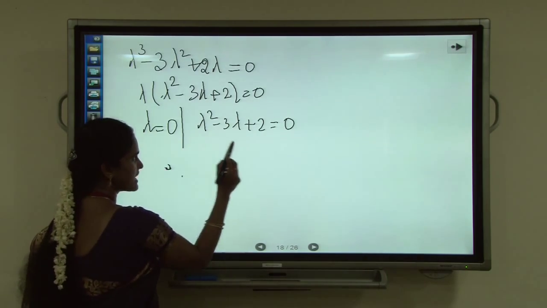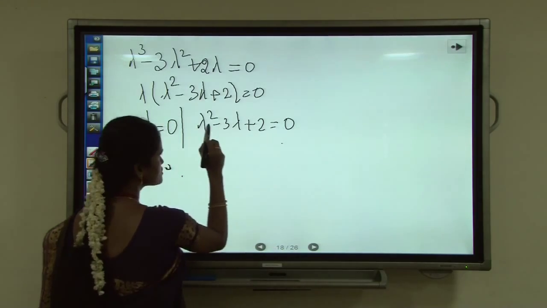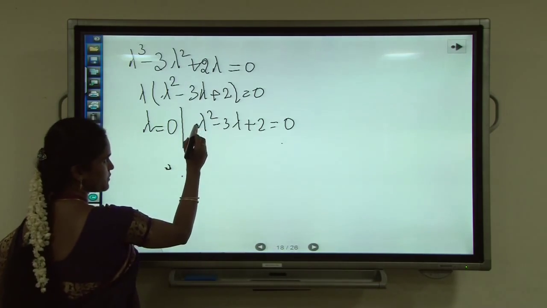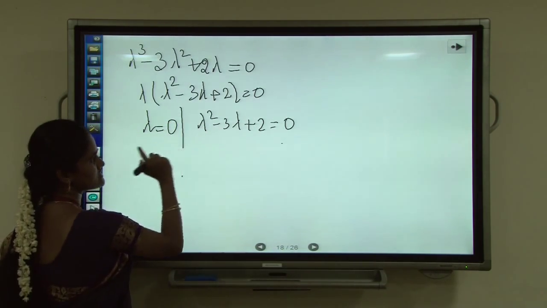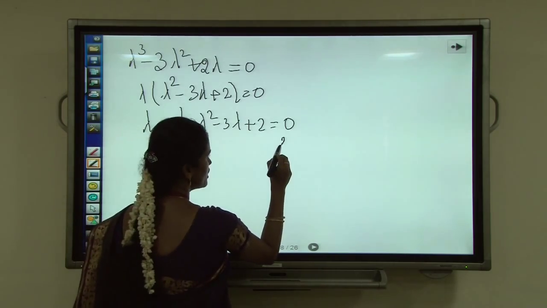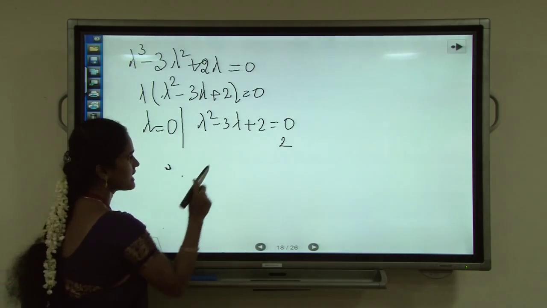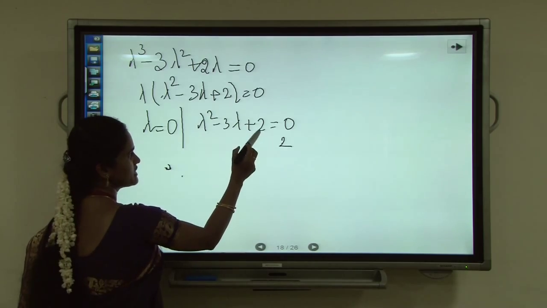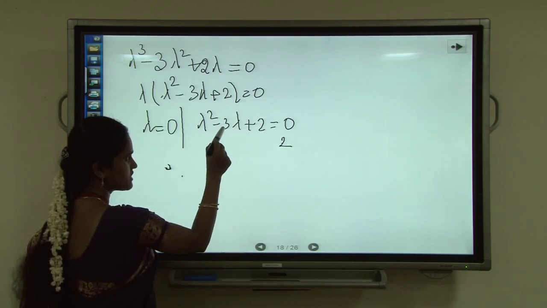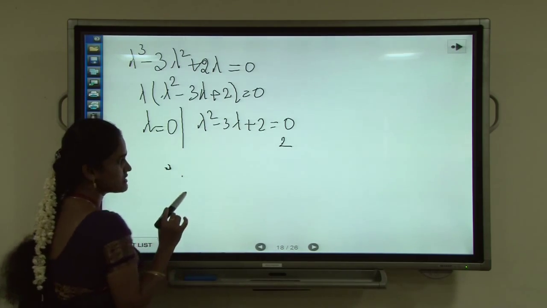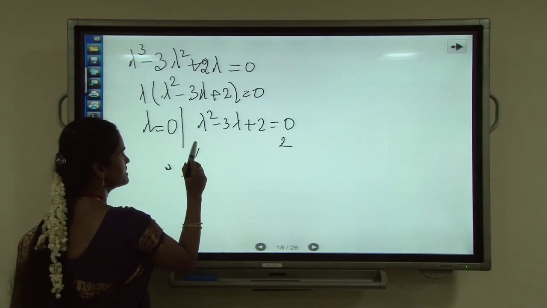So here it is minus 3 we have, and the product of 2, and here the coefficient of lambda square is just 1. So you have to write it in such a way that by multiplying you get 2, and by adding you get minus 3. So we'll check whether that is possible for factorization.